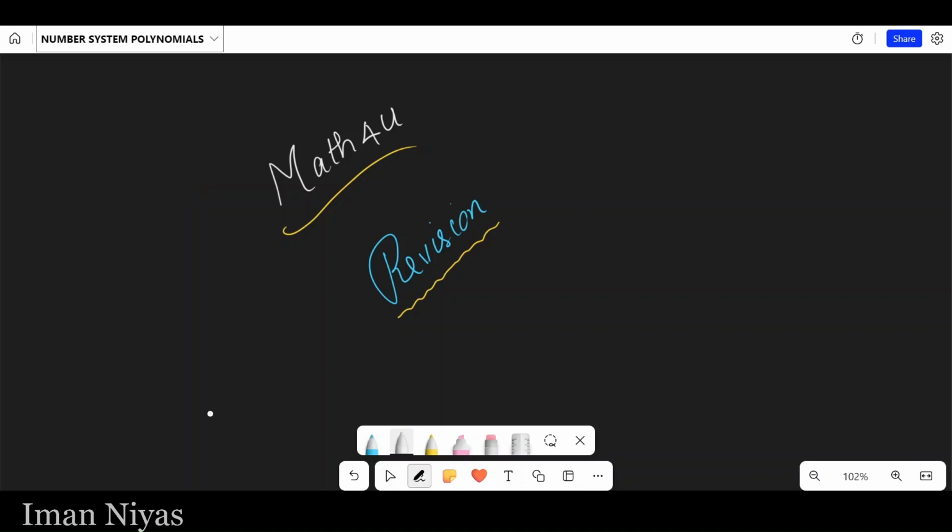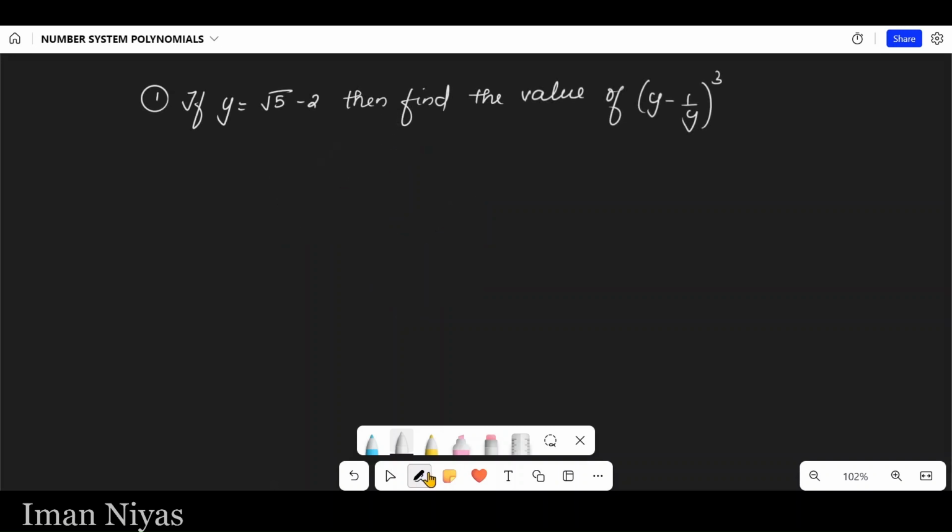Today we are going to discuss some questions from number system and polynomials. Let's get started. So here you can see the first question: y is equal to root 5 minus 2. If y is equal to root 5 minus 2, then find the value of (y minus 1 by y) the whole raised to 3. So it is given y is equal to root 5 minus 2.